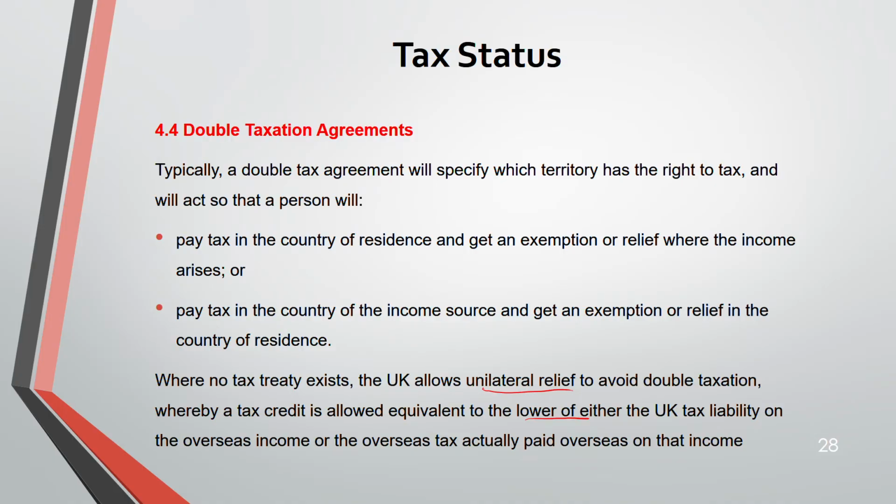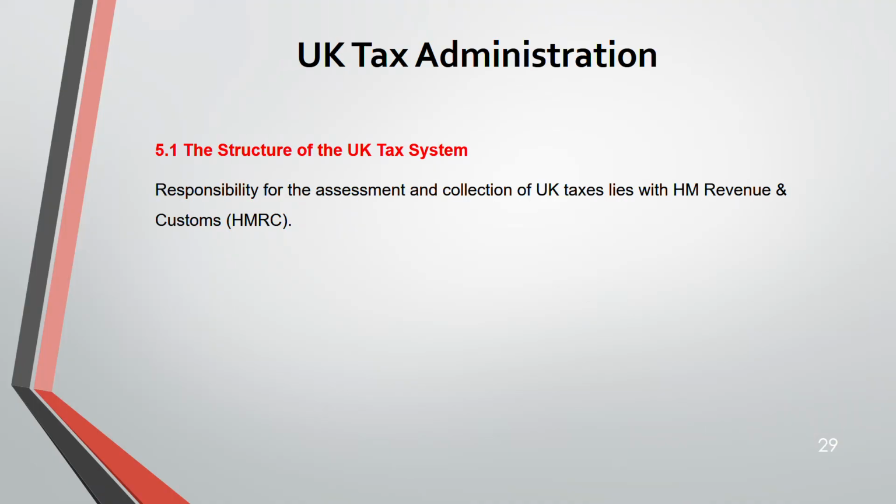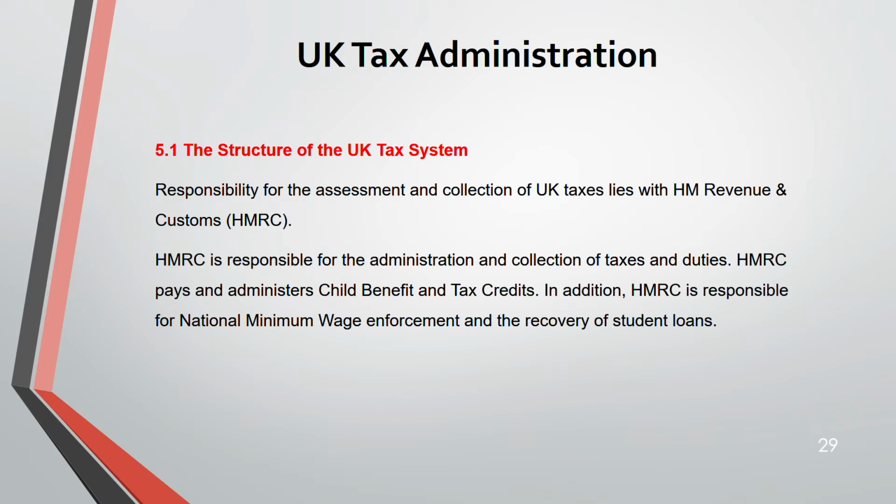Now, the structure of the UK tax system. So we are finished with all that. Now we are moving on to how the UK tax system is administered, the structure. As I told earlier, the responsibility for assessing and collecting UK tax falls on HMRC, HM Revenue and Customs. They administer and collect the tax. They also administer child benefit and tax credit. Also, they're responsible for national minimum wage enforcement and recovery of student loans.